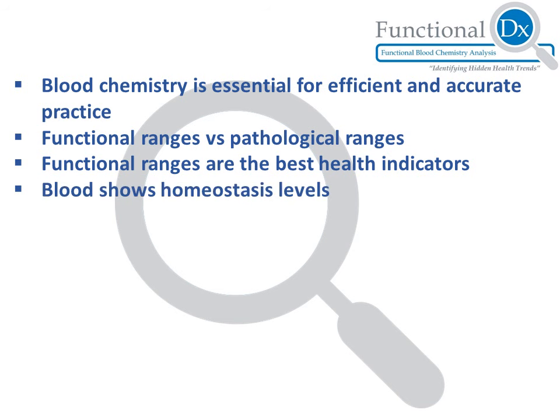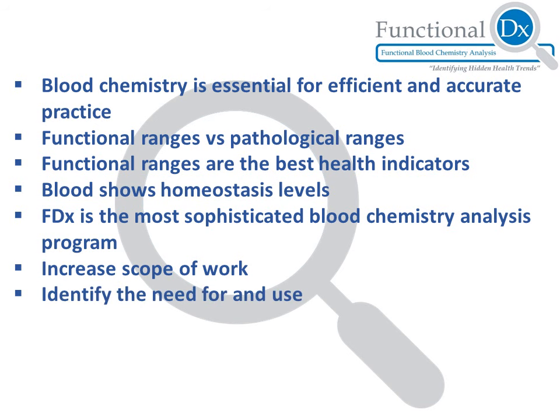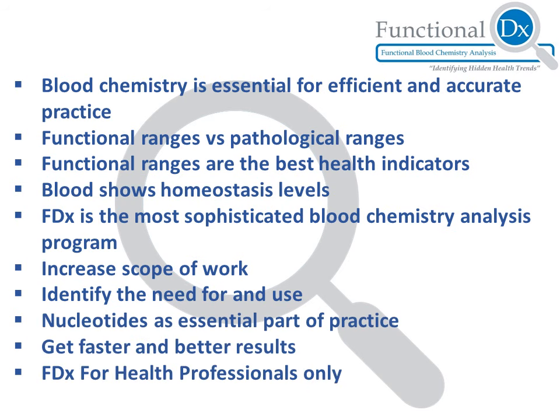Blood shows homeostasis. So the blood that's at the tip of your toe and the blood that is right at the top of your head has got to be the same. The body doesn't differentiate, and you don't suddenly get a different drop of blood in different parts of your body. Every cell has got the right to the same amount of blood. It's equality for you. It's sophisticated. As practitioners, it increases the scope of work, because you can actually give people health roadmaps, and it identifies the need for and use of nucleotides as an essential part of practice. And get better results. It's for health professionals only.